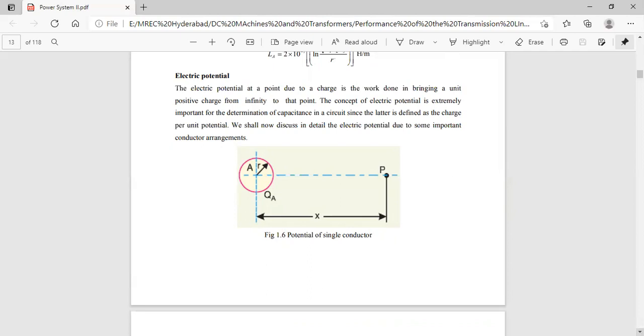So now we have to take one conductor A. The radius of the conductor is R. The charge flowing through this conductor is QA. Now I'm going to find out the potential at point P due to the conductor A. So that point P is X distance from the conductor A.